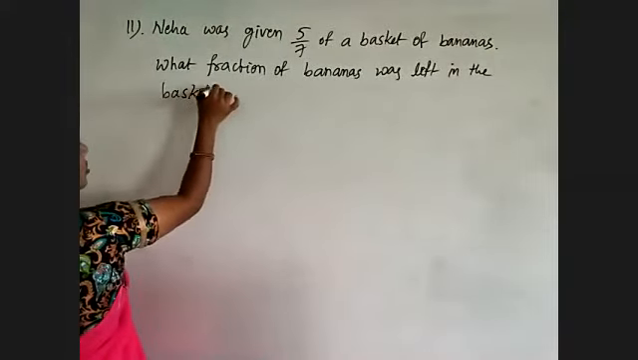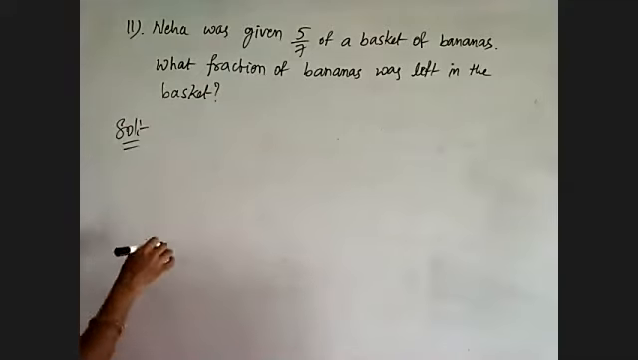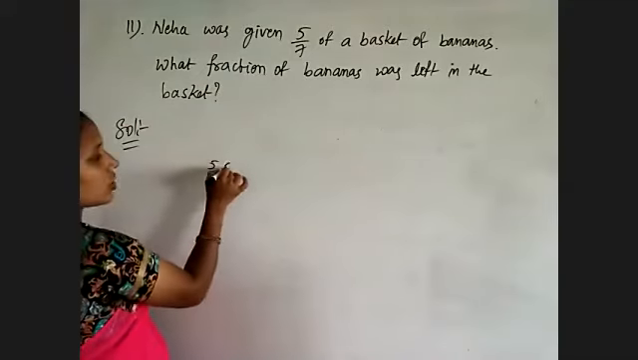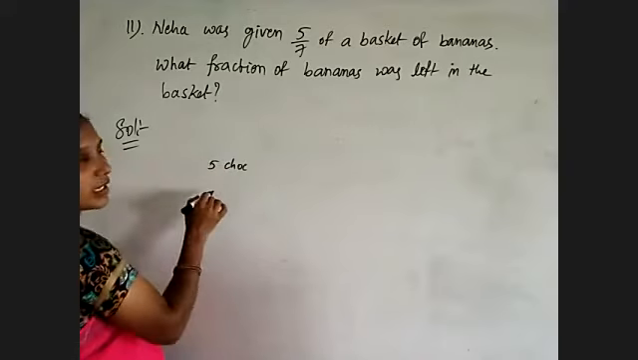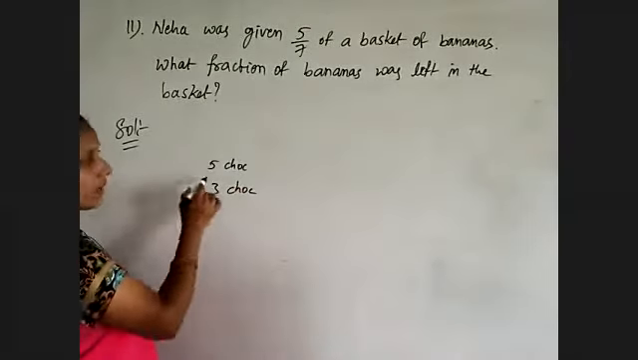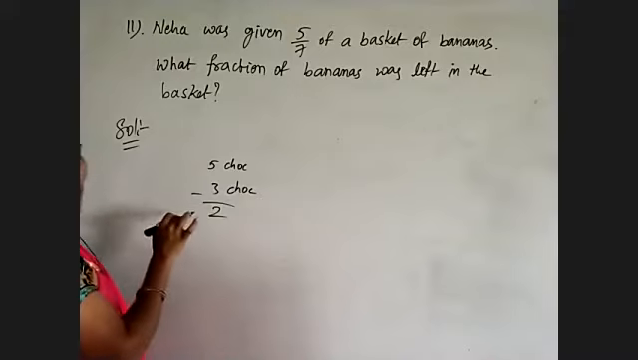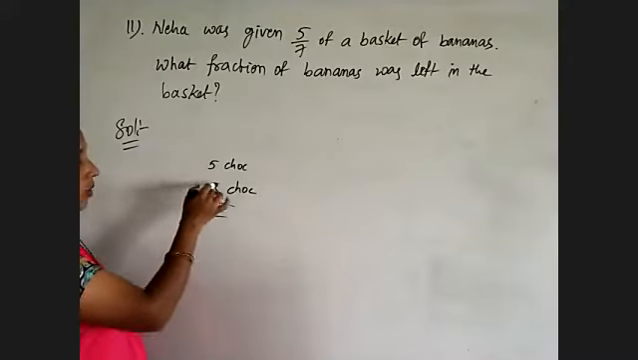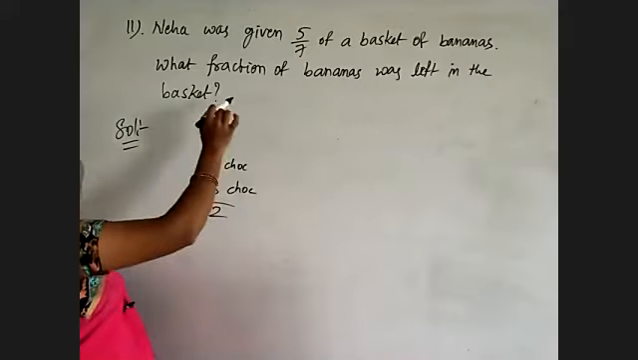Okay, observe the question. Left means remaining, we need to find. See, first suppose one person is having 5 chocolates. In that he gave 3 chocolates to another person. Still how many does he have with him? 5 minus 3, which is nothing but 2 only, yes or no? How many chocolates are left with him? Only 2. Means how are you getting it? By doing subtraction. Here also the same thing.